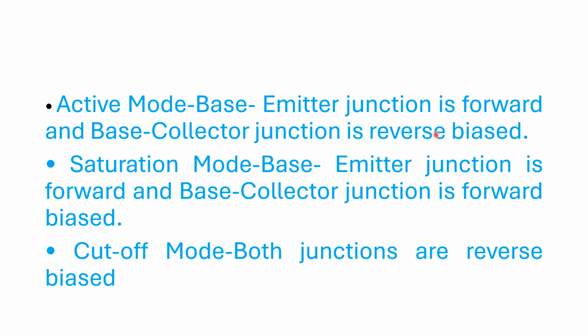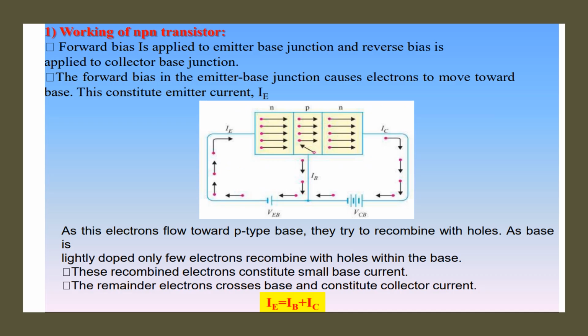Same active mode, base, emitters forward, the same concept repeated here. See here, the working of the NPN transistor. Already we know the working of the PN junction diode. What will happen when a PN junction diode is open circuited? Forward bias circuit, reverse bias circuit. The transistor is nothing but the connection of two diodes, so the same operation takes place here also. See the operation of the NPN transistor.